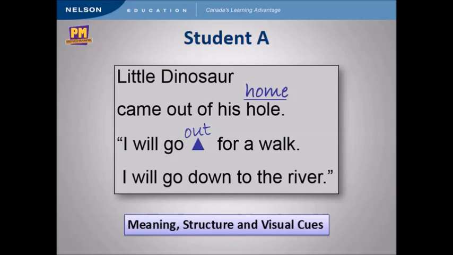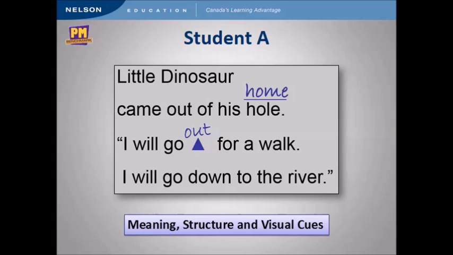So let's look at student A. When we take a look at the cues that student A is doing, you'll notice that when the student said little dinosaur came out of his home, that home makes sense there from a meaning perspective. It also works from a structural perspective. So can we say it like that? Yes, we can say it like that.